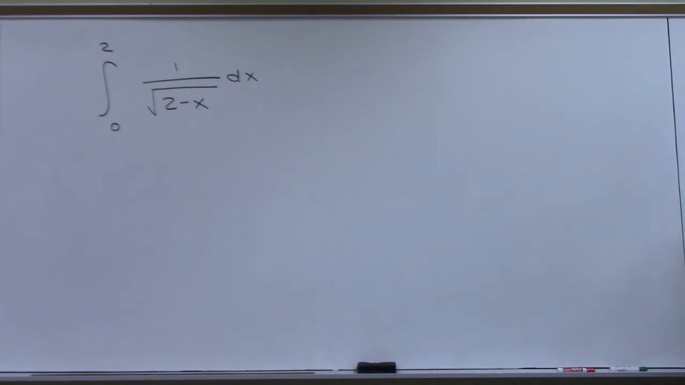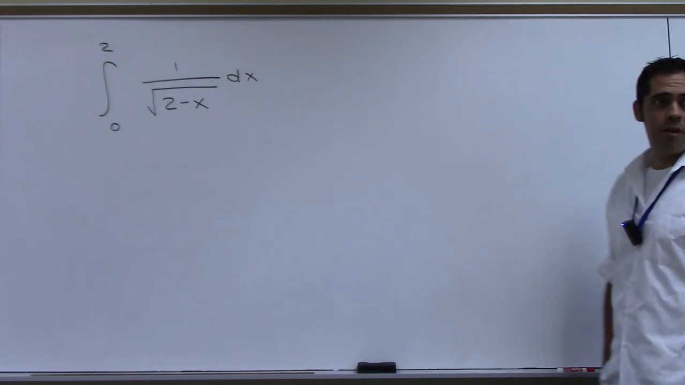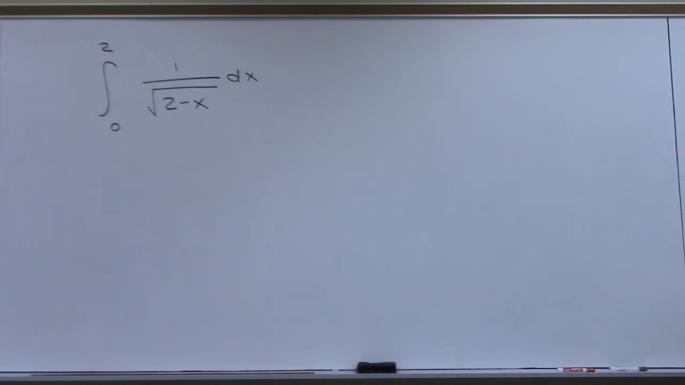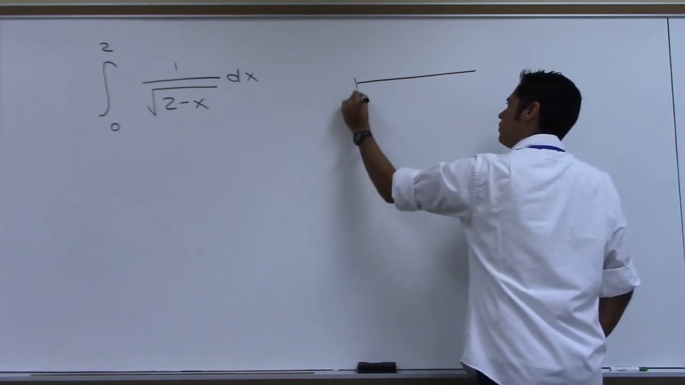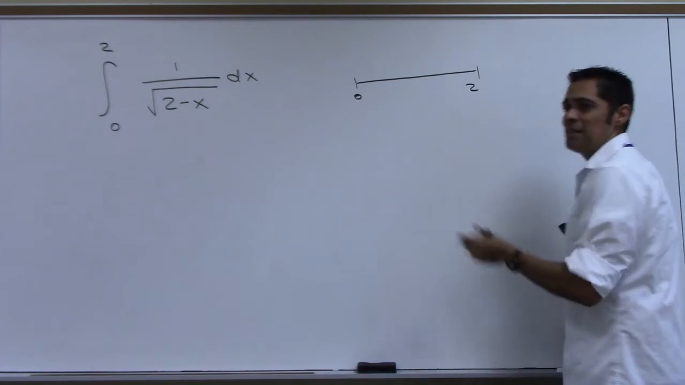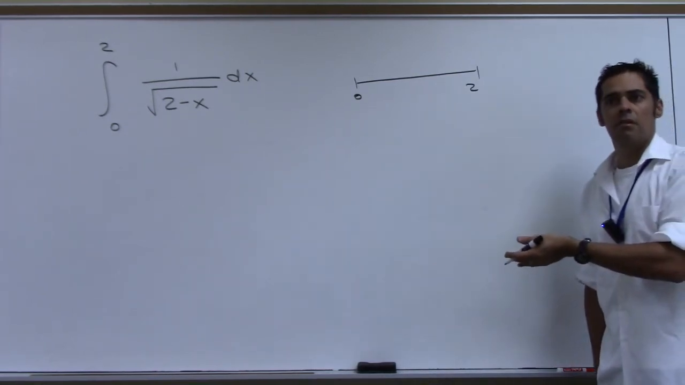It is not a type 1, right? It's pretty easy to see it's not type 1. The only way you're going to see it's type 2 is if you investigate the interval first and make sure that when you're looking at your interval, there aren't any discontinuities in that interval. And there are, aren't there?